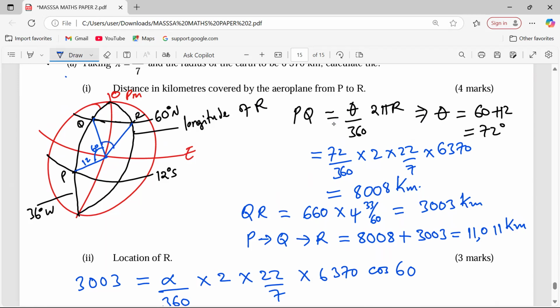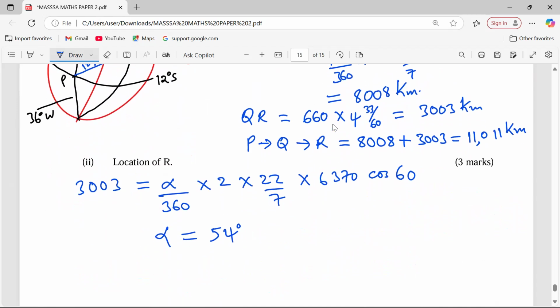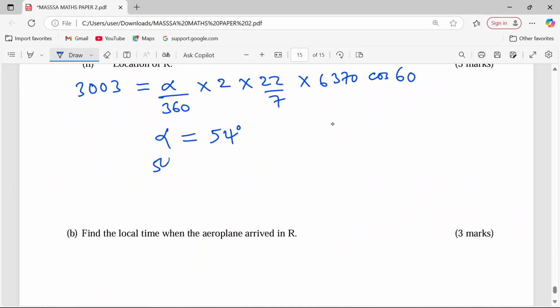The whole angle here is 54. And already from Q to the prime meridian, there is 36. So for me to get a total angle of 54, it means there is another angle from the prime meridian to where R is. So I need to take 54 minus 36 now. 54 minus 36 is giving us 18 degrees. This is now the longitude of R.